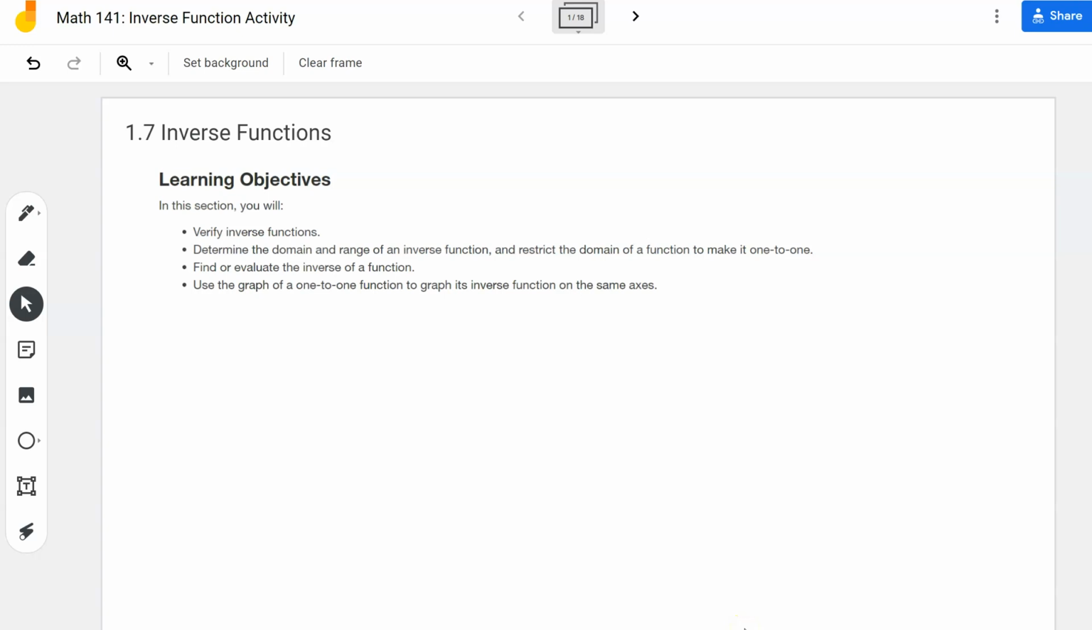All right, the last section of that review chapter, although chapter 2 is review also, is inverse functions. And we did this in class where I had no sleep and made terrible errors. But let's chat about inverse functions.